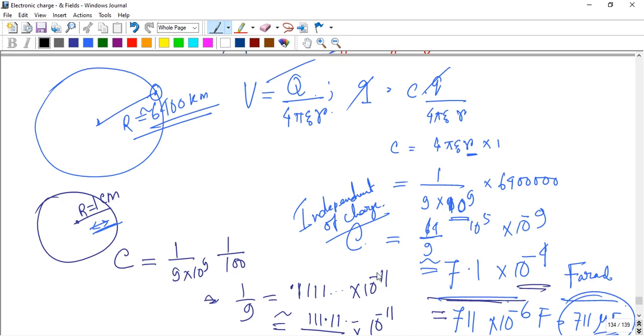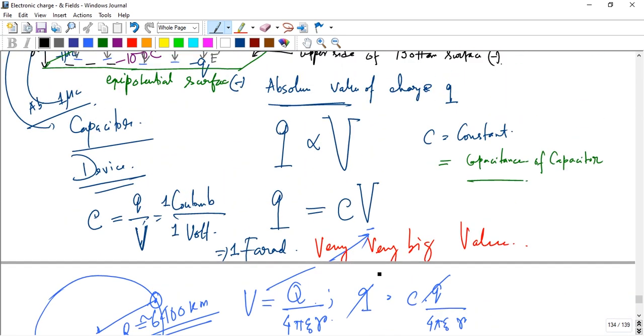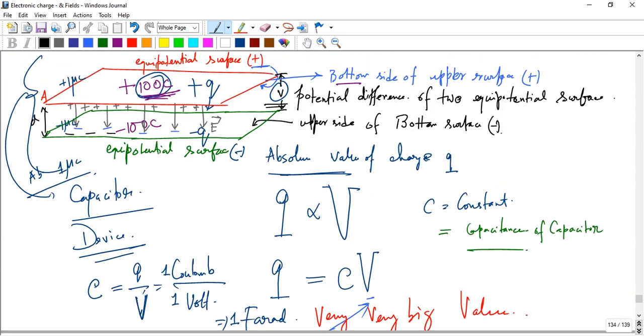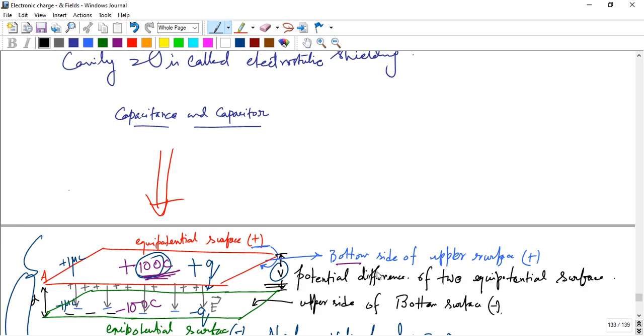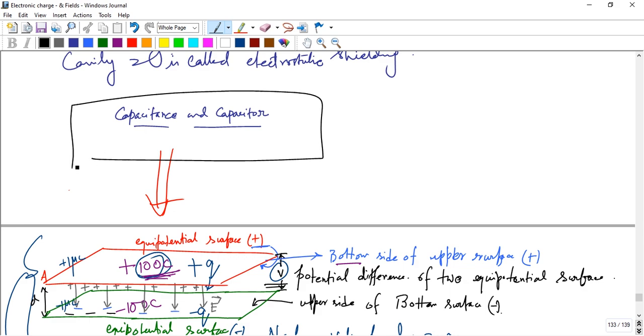So the capacitor is the device. This was the first lecture on the concept of what capacitance is and what a capacitor is. Next class we will elaborate in more detail on how to calculate capacitance. In capacitors we will discuss two or three other concepts, or two or three methods to solve for capacitance and what it depends on.